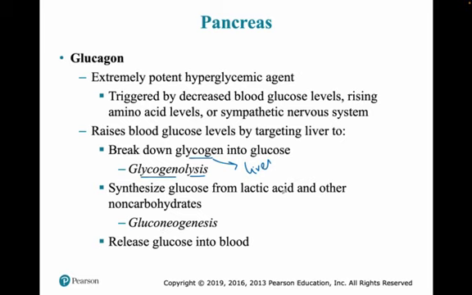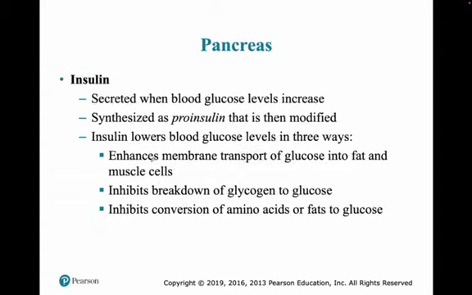Then, if we are too short on glucose, it will start making glucose from lactic acid and other non-carbohydrate sources. That process is called gluconeogenesis, meaning a new source of glucose. Genesis means production, neo means new, and gluco is from glucose. So all of these processes will release glucose into the blood.